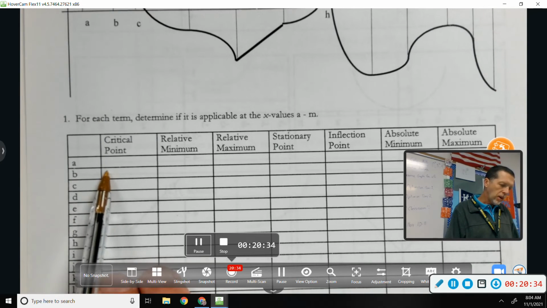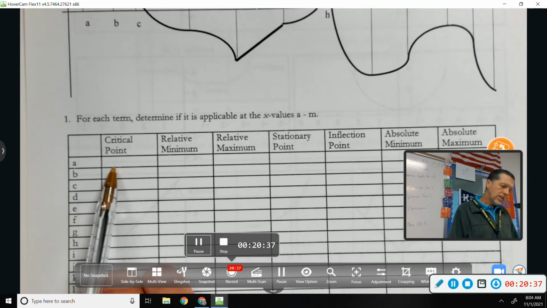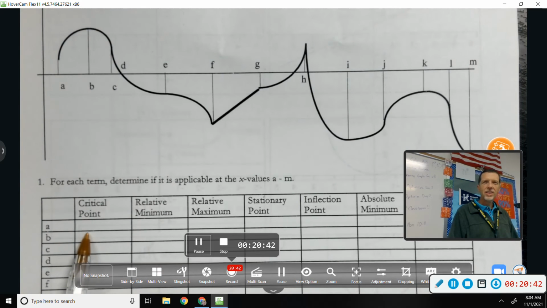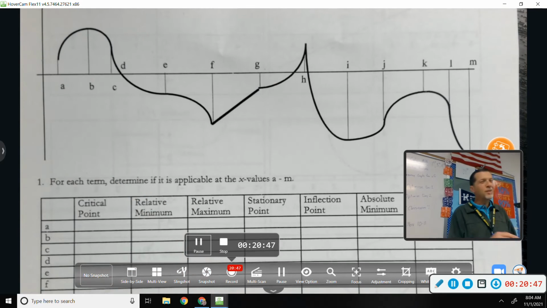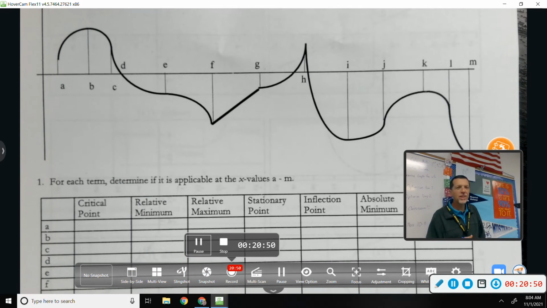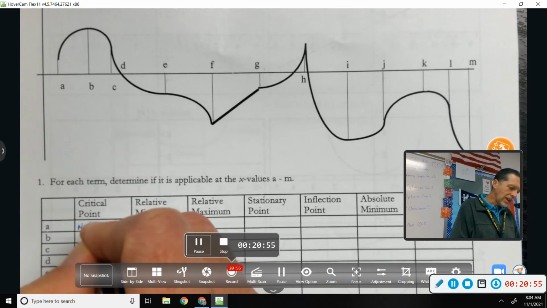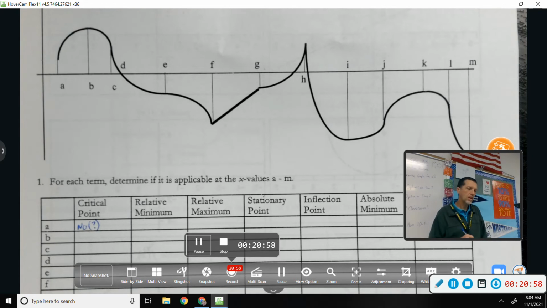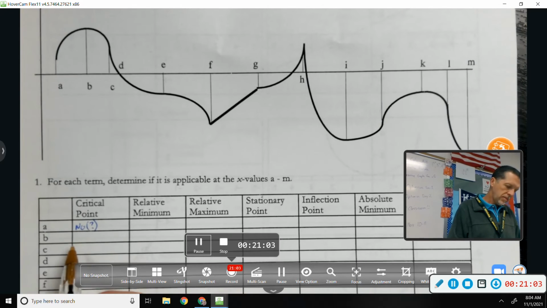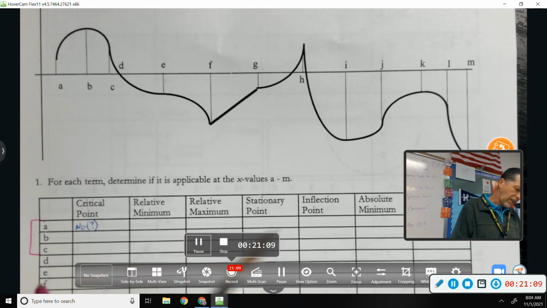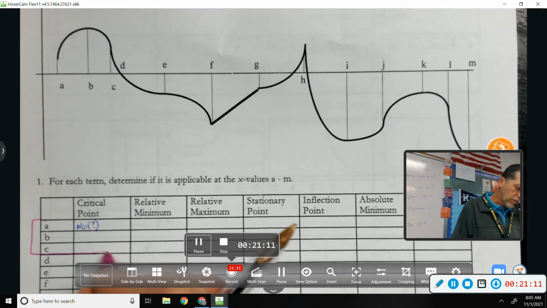So point A, is that a critical point? No. Why not? That one's kind of iffy because it's an important point because it's an endpoint, but it's not a critical point. So no, but man, that's kind of a tricky one. You know what? Let's do A, B, and C kind of together here. I don't want to do all of them though, because I want you to do some of them.